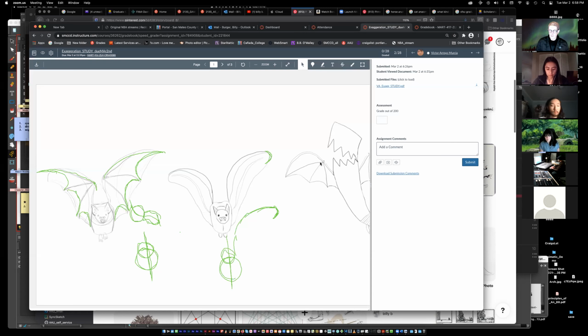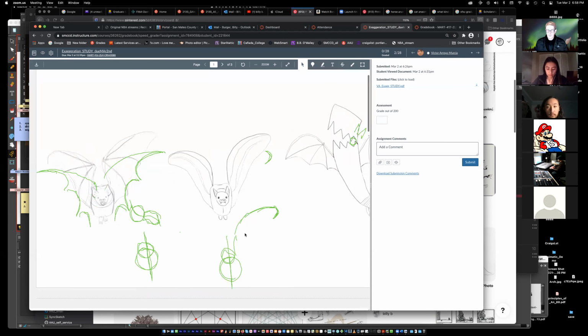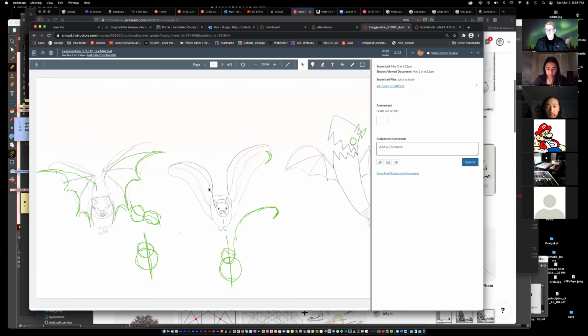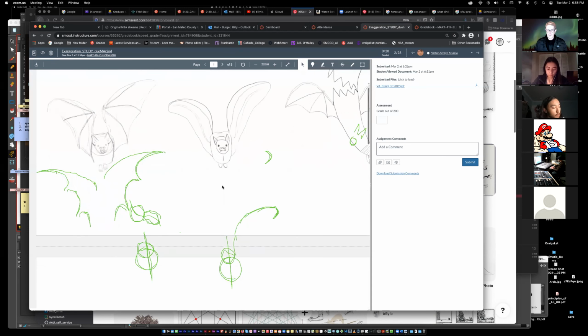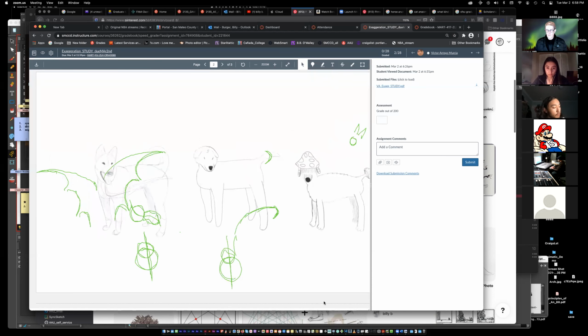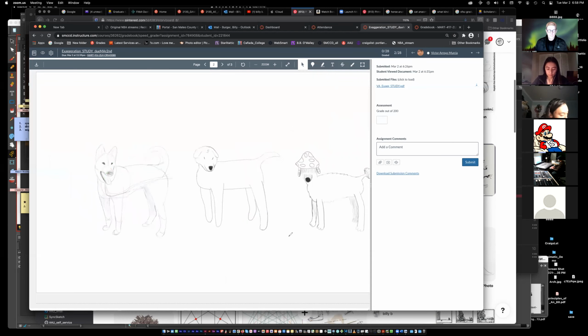This is a good idea here. I like what you were doing with the actual face, but you missed the ears and the eyes. I mean, it's a bat. It is, but just exactly what I said: the idea of finding good reference that has a good line of action is going to take you further in your study of what we're doing in exaggeration.